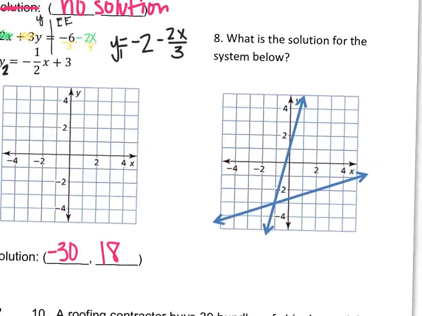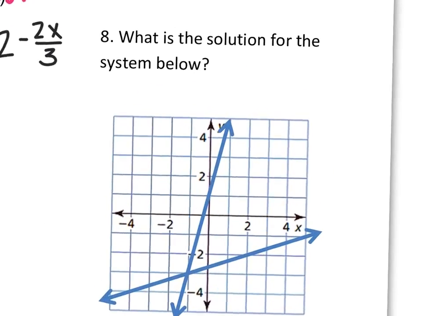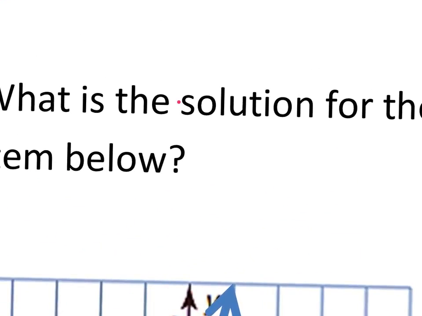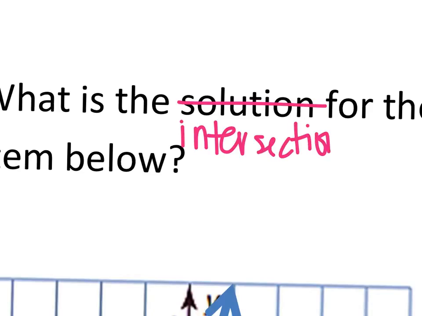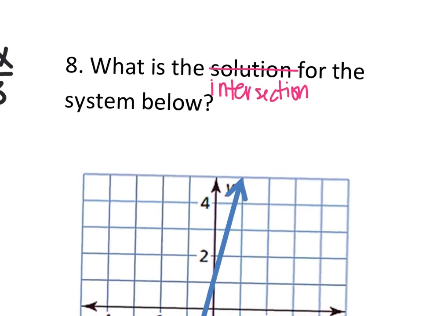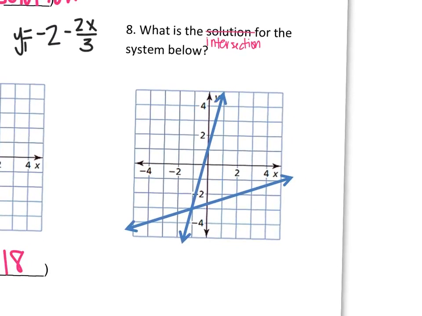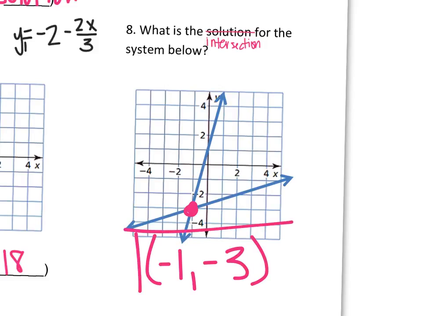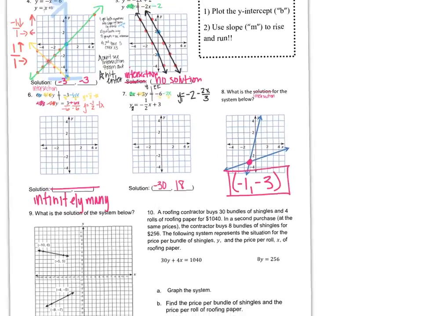So looking at number 8, we are looking for the solution to the system below. And remember, if I'm looking for the solution to a system, I'm looking for the intersection. So all I am looking for is my intersection. I already have a graph. I'm just trying to figure out where they intersect. Well, you can see they intersect here at this point, and that would be the ordered pair negative 1, negative 3. So my solution to this system is negative 1, negative 3.